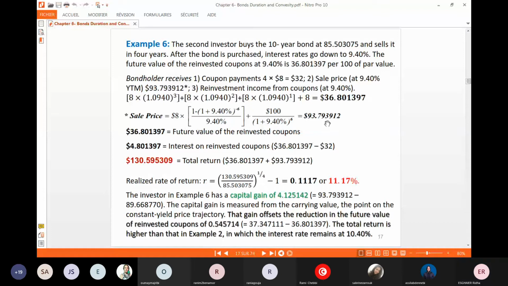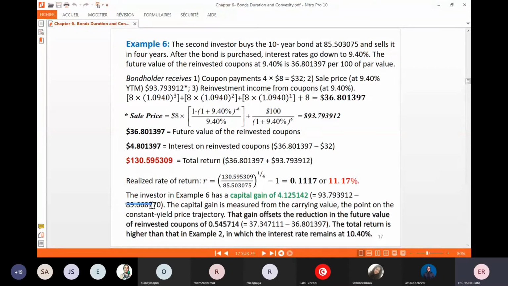93.79 دونك هوني الانفستور, if he sells his bond prior to the maturity he can profit from the decrease in the market interest rates. He will sell the bond with a capital gain of 4.125 اللي هي difference between the price at which he can sell the bond and the carrying value. It is very important, not the initial value of the bond. The carrying value of the bond at the moment he will sell the bond.